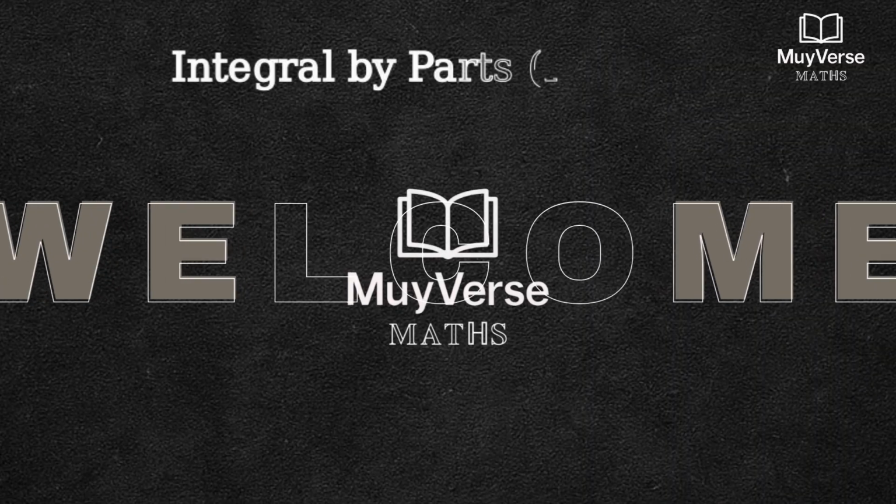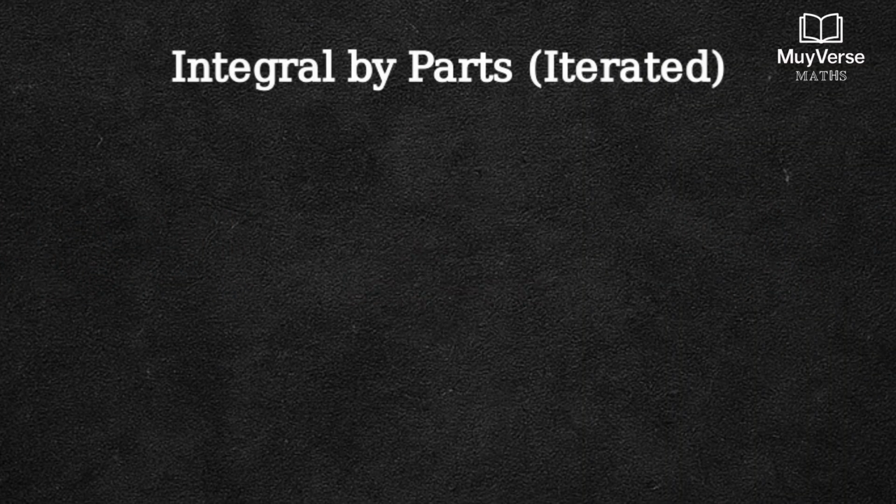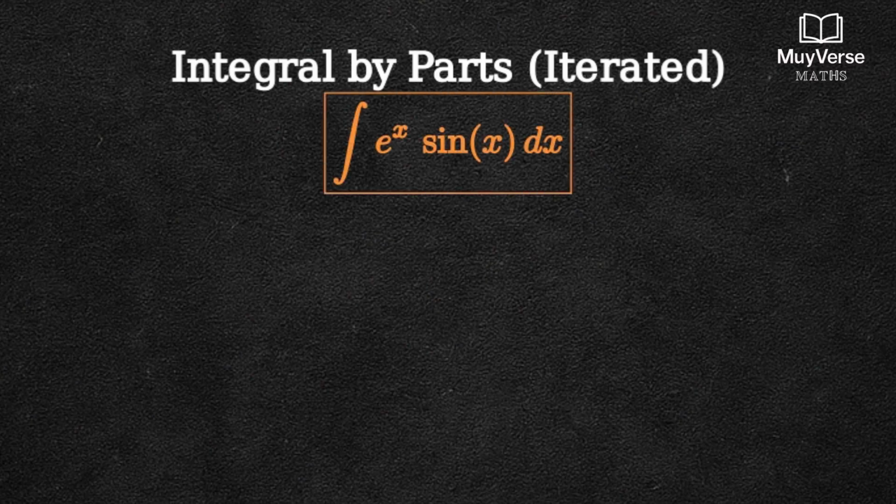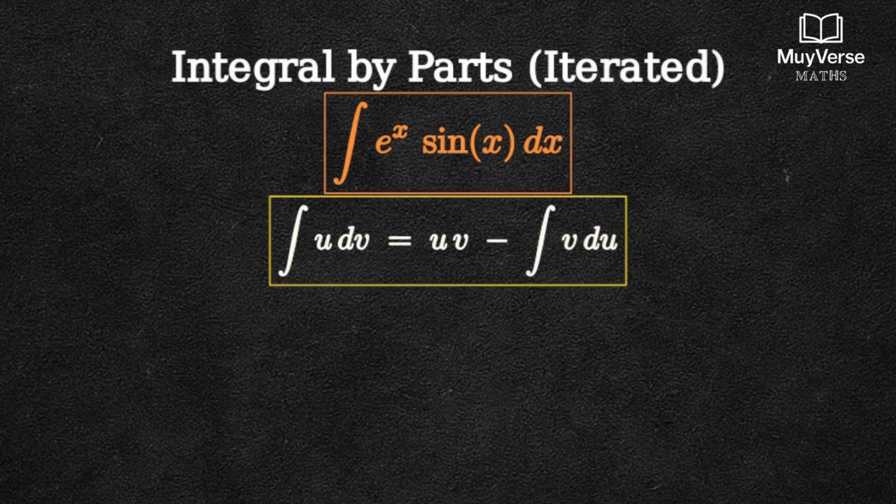We are going to evaluate an integral by parts, iterated once, and keep the visual steps perfectly aligned. The problem is, evaluate the indefinite integral of e^x times sin x dx. First, recall the integration by parts formula. The integral of u dv equals uv minus the integral of v du.